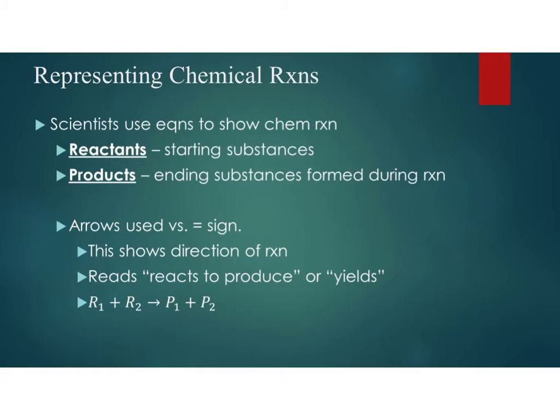When we look at our chemical equations, we typically use an arrow instead of an equal sign, and the arrow is going to show the direction of the reaction. We can read the arrow as "reacts to produce" or "yields." So down here in this equation, I would say R1 plus R2 yields P1 plus P2, or reactant 1 plus reactant 2 reacts to produce product 1 and product 2.